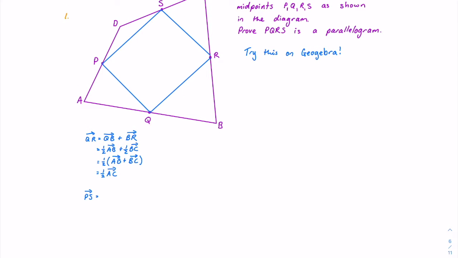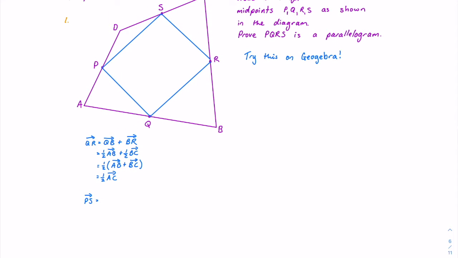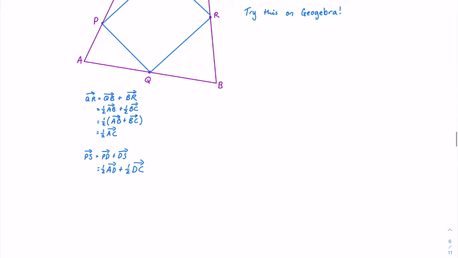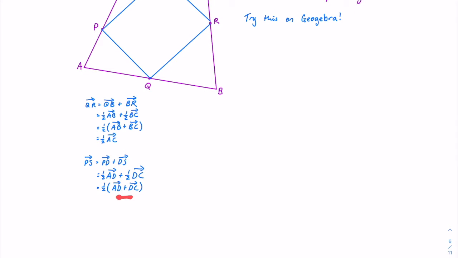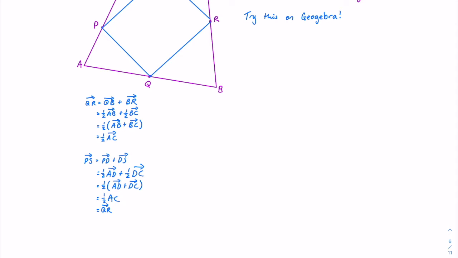Now let's consider the vector PS, because if this is a parallelogram, then QR and PS are going to be parallel and they're going to be the same length. So they're going to be equal vectors. If we can prove that they're equal vectors, that's all we need to do. If they're equal vectors, it must be a parallelogram. So PS in the same way is PD plus DS. Now PD is half of AD and DS is half of DC. Factorise out the half. The D does its magic disappearing act, so that's just AC. So half of AC, missed my arrow on AC, that's all right, which is equal to QR.